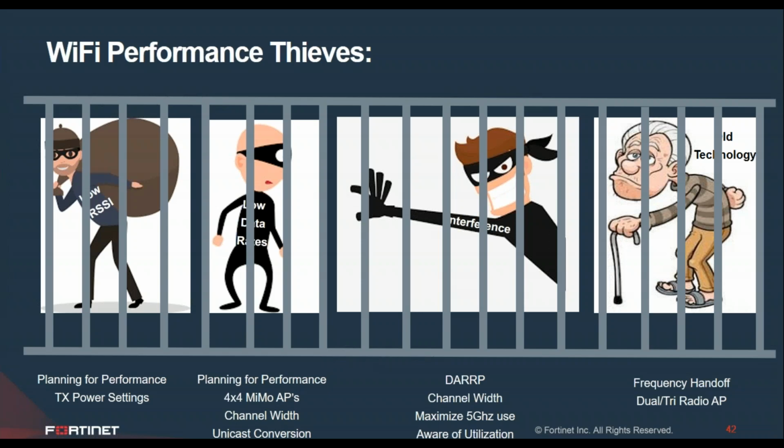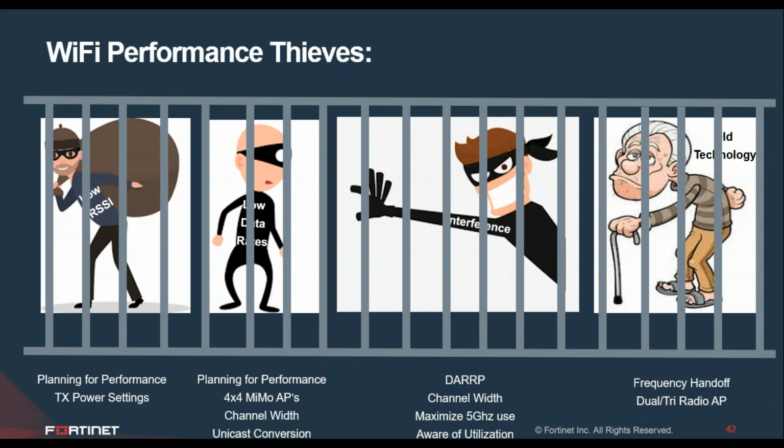And we beat old technology by using frequency handoff to get all the devices that support it on the 5 gigahertz, and using a 2 radio or 3 radio access point to get all the older devices on a 2.4 gigahertz radio and not have those devices bring down the performance of higher performance devices.